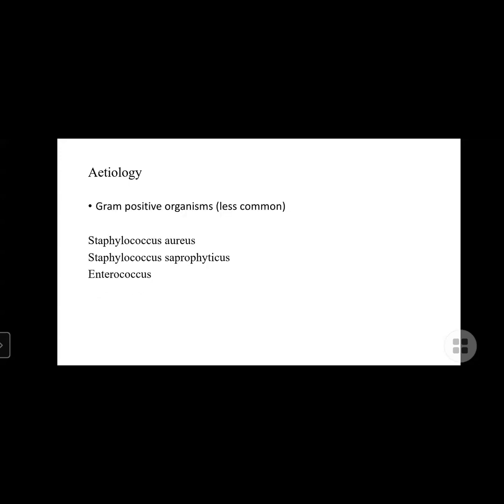We also have gram-positive organisms. Again, these are less common. The most common ones are the gram-negative organisms. So examples of the gram-positive organisms are Staphylococcus aureus, Staphylococcus saprophyticus, and Enterococcus.